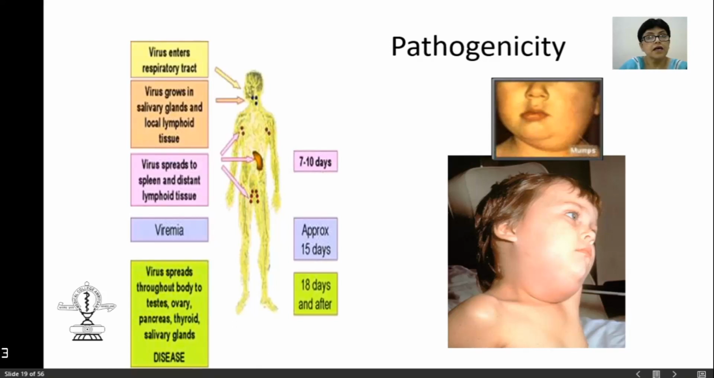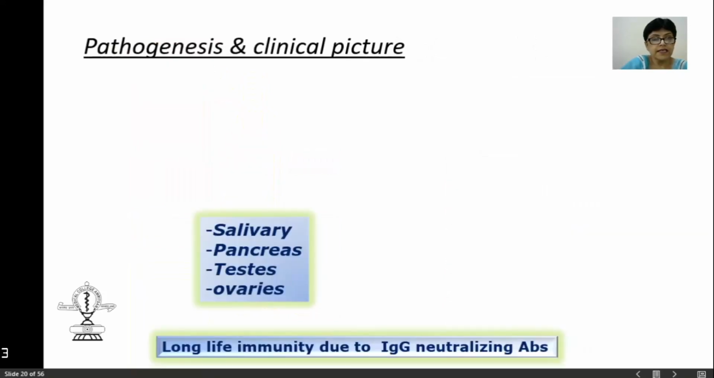So what is this pathogenicity? The virus enters the respiratory tract, grows in the salivary glands and the local lymphoid tissue, and spreads to the spleen and distant lymph tissue. Primary viremia causes it to spread throughout the body to the testes, ovaries, pancreas, thyroid, and salivary glands, causing disease. Though pancreatitis is seen in 10% of the population and testes involvement is less than 4%, yet people who are infected get an extremely inflamed organ, leading to many complications.